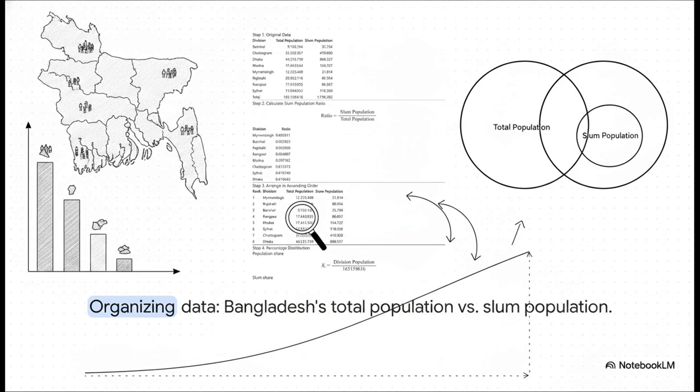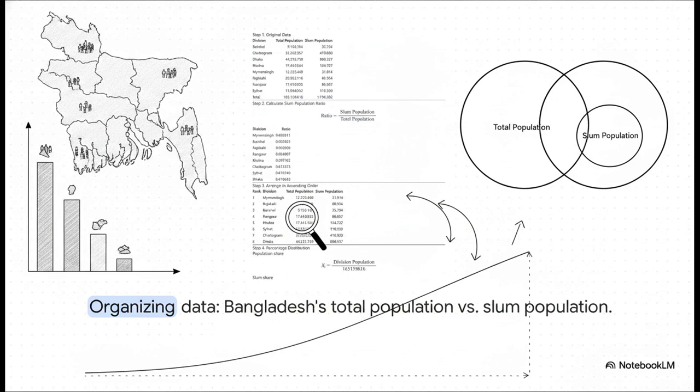First up, we arrange our raw data in ascending order based on the ratio of slum dwellers to the total population. We start down at the bottom with Mymensingh and go all the way up to Dhaka at the top. To put this in perspective, the total population of Bangladesh is over 165 million, and the slum population is about 1.7 million. But, spoiler alert, they are not spread out evenly. Mymensingh has the lowest ratio, so it ranks first. Dhaka has the highest, so it sits at rank 8.